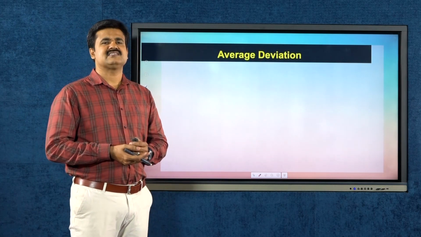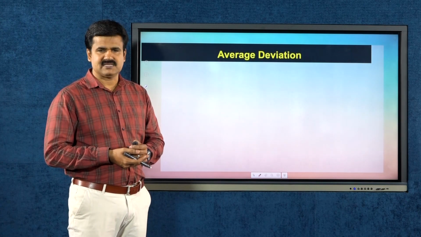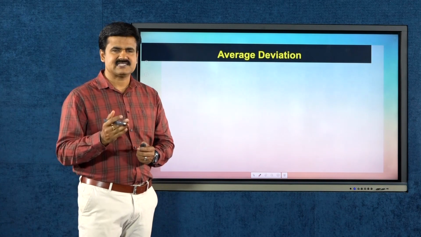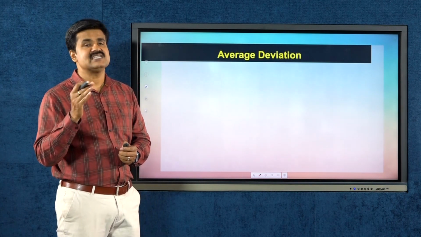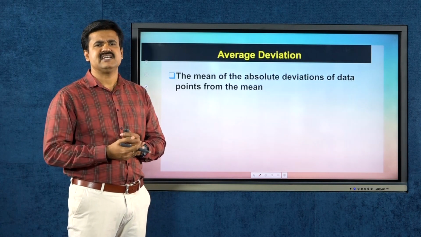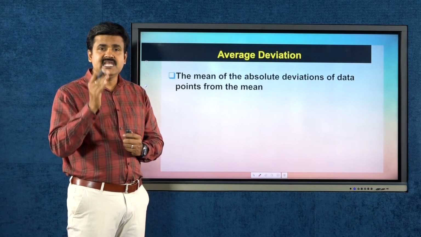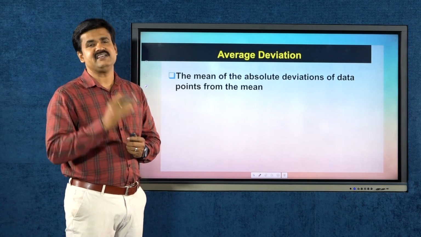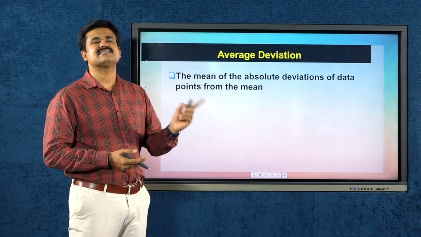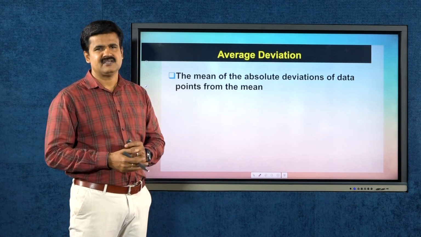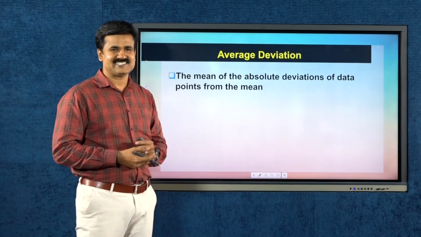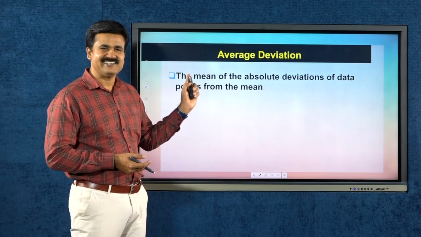Now, the second statistical method to represent precision is nothing but average deviation. What is meant by average deviation? The mean of the absolute deviations of data points from the mean. This is called average deviation. Remember this definition. The mean of 2 means are included in this definition. So, you have to handle it carefully.